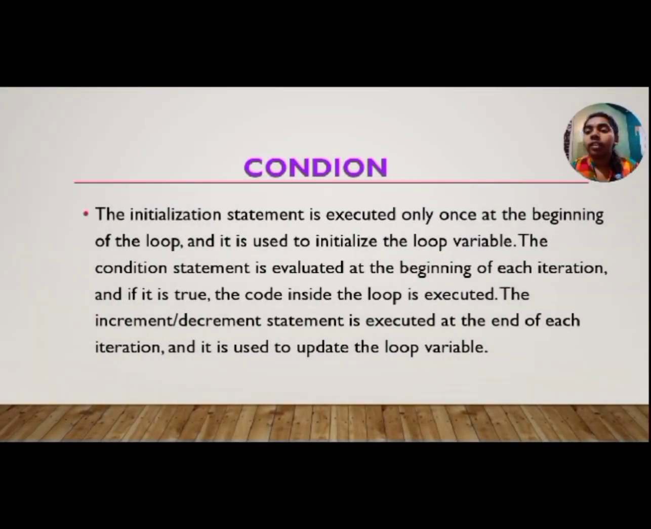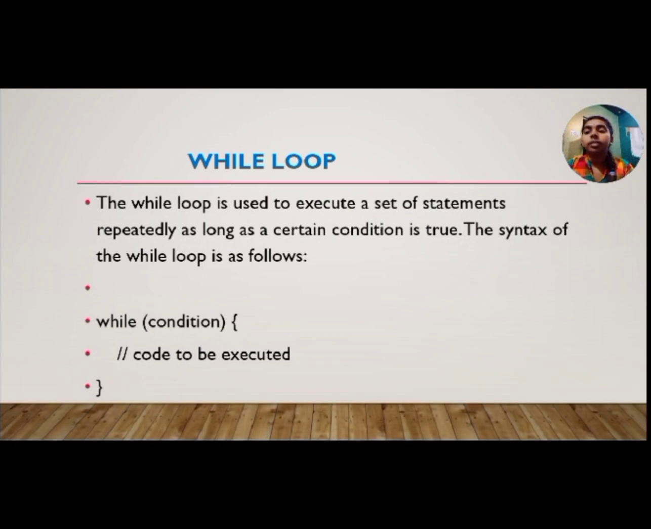The initialization statement is executed only once at the beginning of the loop, and it is used to initialize the loop variable. The condition statement is evaluated at the beginning of each iteration, and if it is true, the code inside the loop is executed. The increment or decrement statement is executed at the end of each iteration.